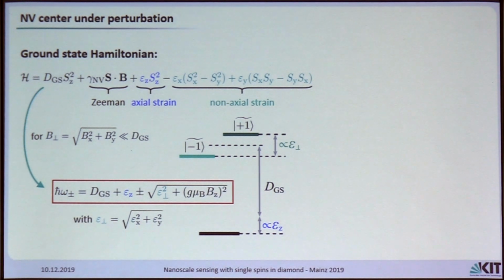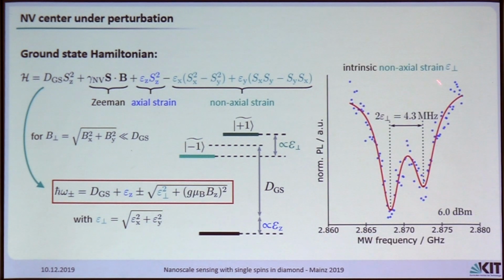Or if we make sure the external B field is very weak, of course, then the influence of the non-axial field gets more and more important. And then we are also able to separate between the influence of axial and non-axial strain, which you will see in a few slides. So here's just a measurement we did of shallow NV centers in diamonds.